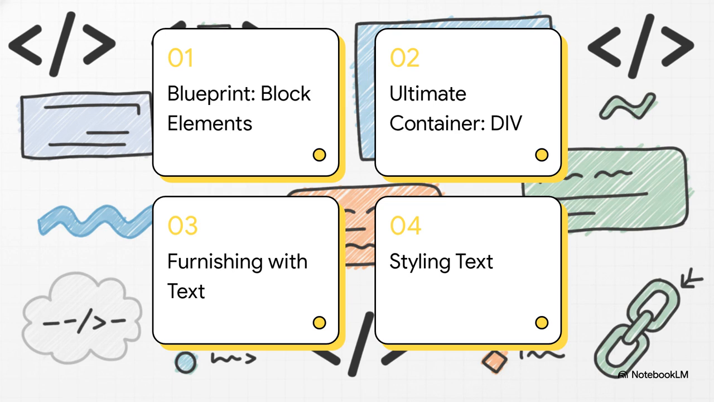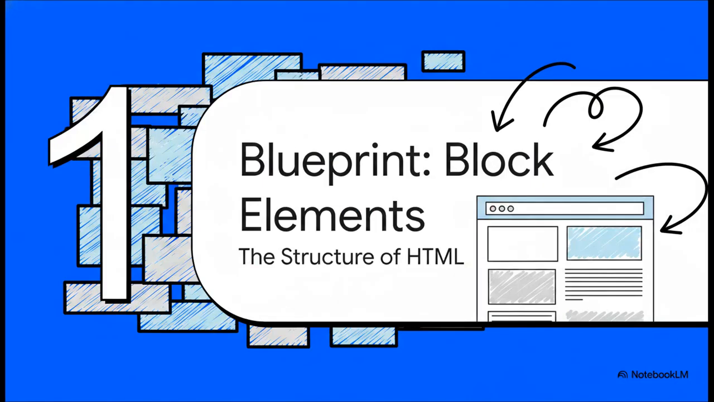We're starting with Section 1, the blueprint, block elements. Then, Section 2, the ultimate container, div. Moving indoors for Section 3, furnishing with text elements. And wrapping up with Section 4, styling and formatting text. Let's get to it. Okay, Section 1, the blueprint, block elements.